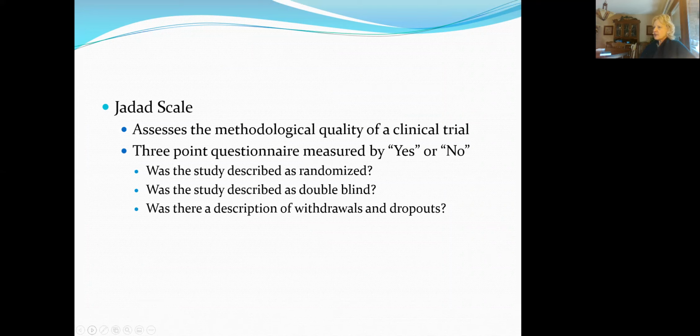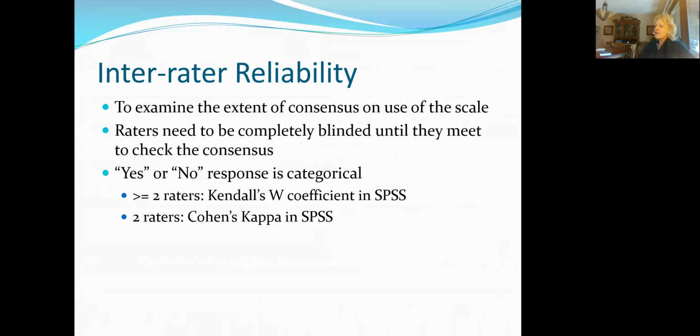What they did for this particular study is they also used the JDAD scale, so they assessed for quality with 2 different measures. And the JDAD scale looks for methodological qualities of clinical trials, and it's a 3-point questionnaire, again yes or no. Was the study randomized, double-blind, and was there a description of withdrawals and dropouts? So with that information, the 2 raters come together and examine the extent of consensus on the use of the scales. And raters need to be completely blinded to the other person's findings until they meet to check consensus.